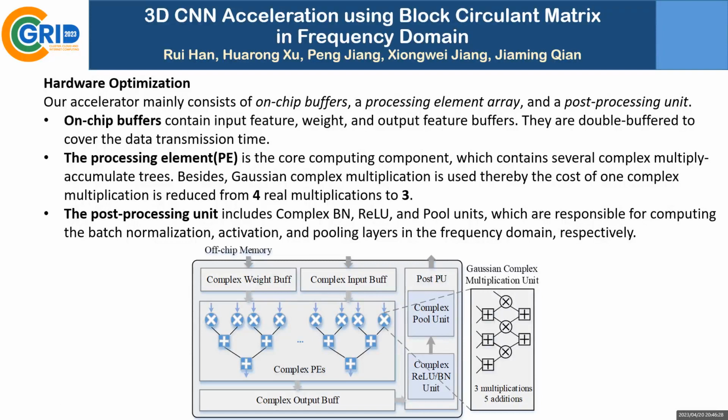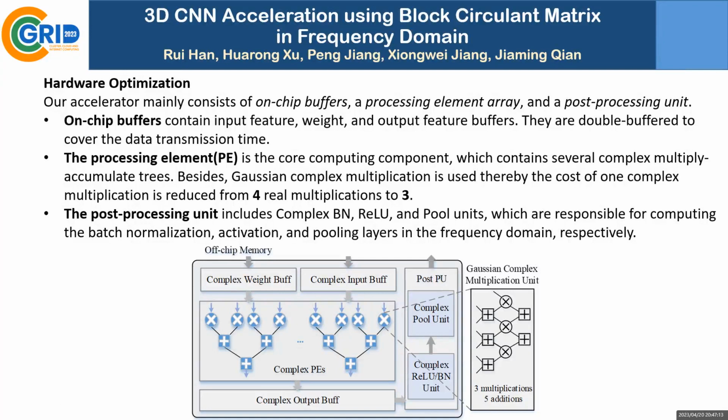Firstly, on-chip buffers contain input feature buffers, weight buffers, and output feature buffers. They are all double buffered to cover the data transmission time. Secondly, the processing element is the core computing component, which contains several complex multiply accumulate chains. Besides, Gaussian complex multiplication is used, thereby the cost of one complex multiplication is reduced from 4 real multiplications to 3 real multiplications.